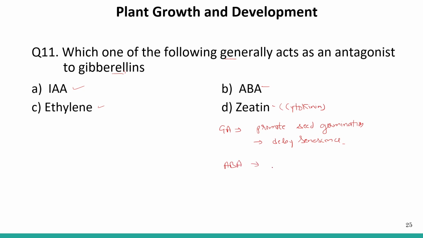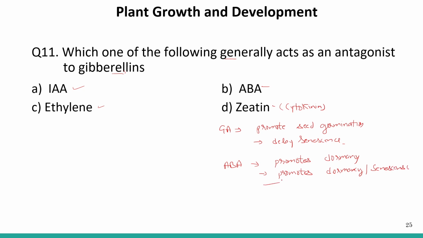Abscisic acid promotes dormancy. It promotes abscission also, and it also promotes senescence. So it is antagonistic to gibberellic acid. Its functions are antagonistic to gibberellic acid.